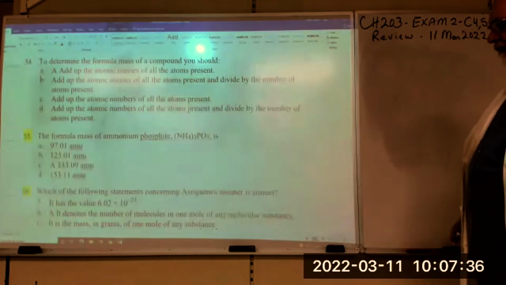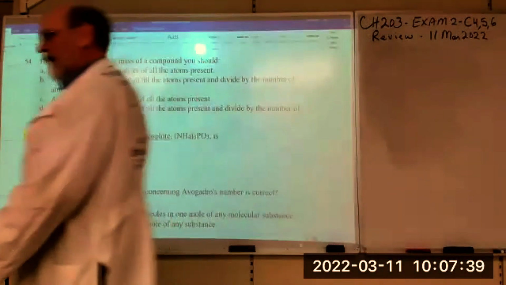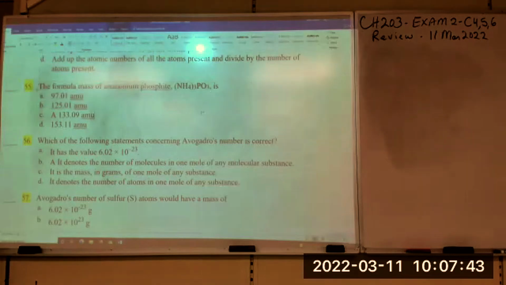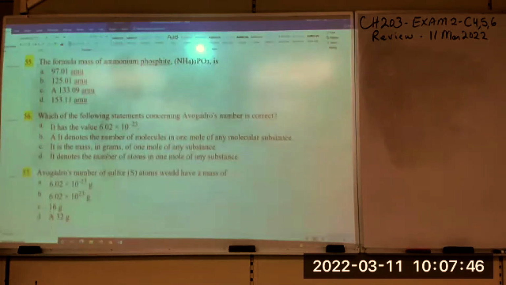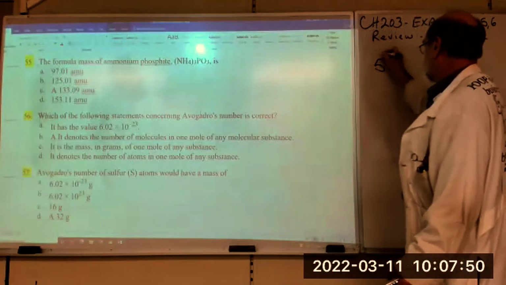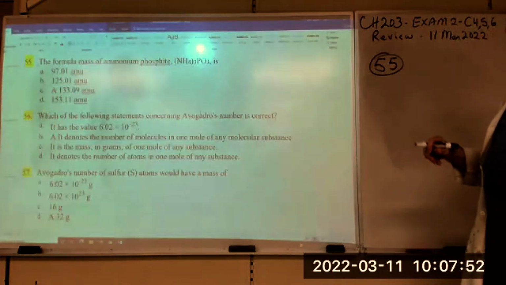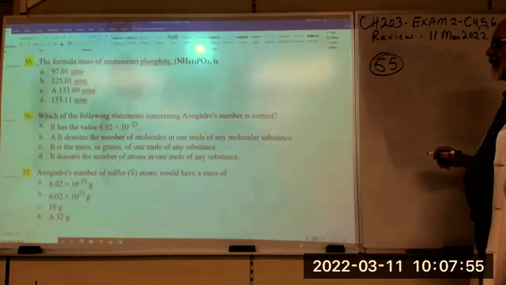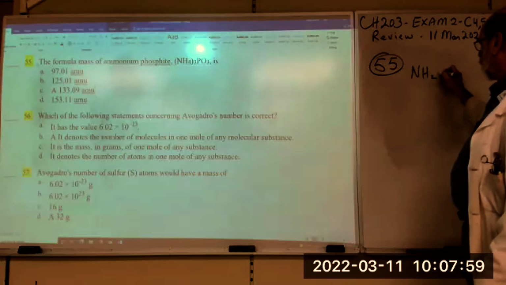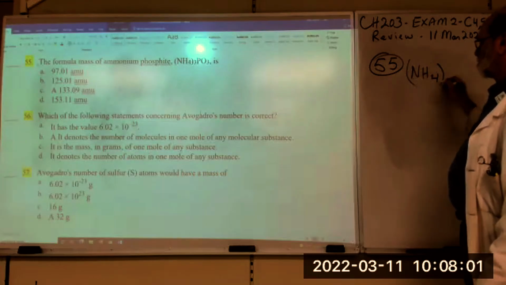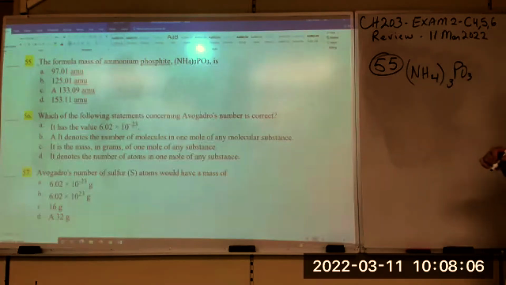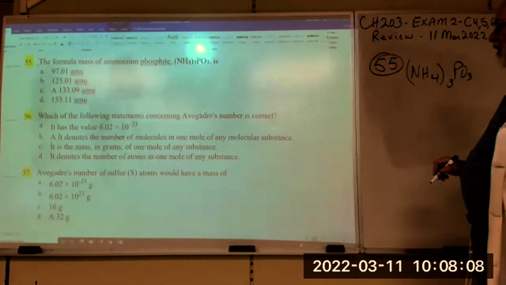Let's see. Now let's scroll down. I can get 3 on there. Good. 55. The formula mass of ammonium phosphite, (NH4)3PO3. What's the formula mass of ammonium phosphate?